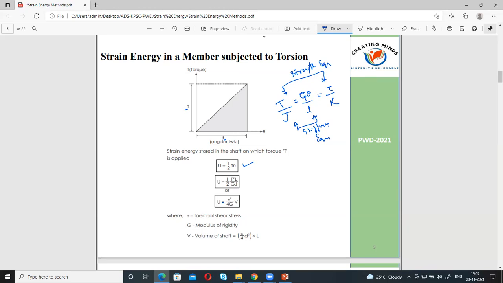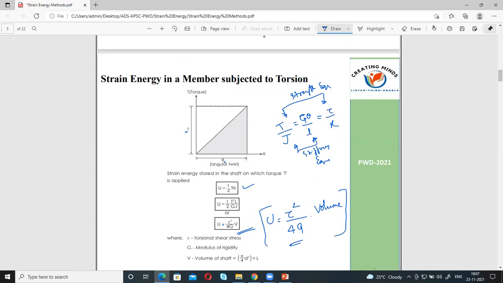No, sir. Okay, so let this equation be clear to you. U equals tau, the shear stress, tau square by 4G into. Now my question: what is the resilience under torsion? Tau square by 4G. That's all. The resilience under torsion is tau square by 4G.